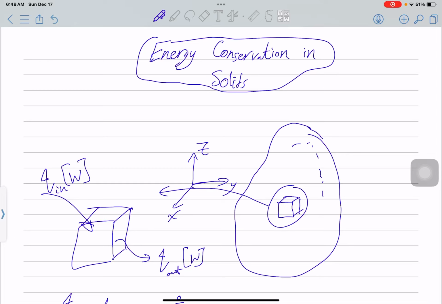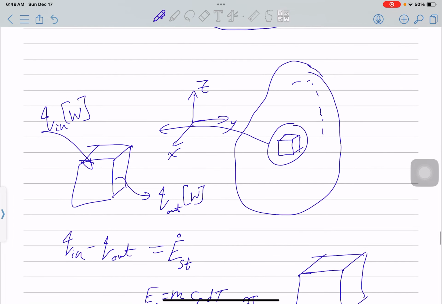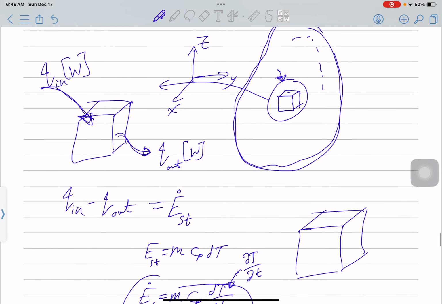In this video we will derive the energy conservation equation in solids in 3 dimensions. For any object we can split it into a number of small objects, small cubes like this, and we study each cube as an individual part. Each object will have a q in, an energy rate in, and an energy rate out that goes from the object per unit time.